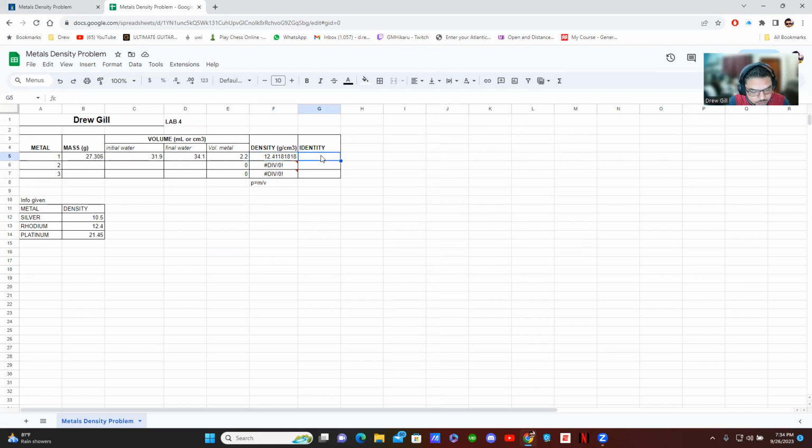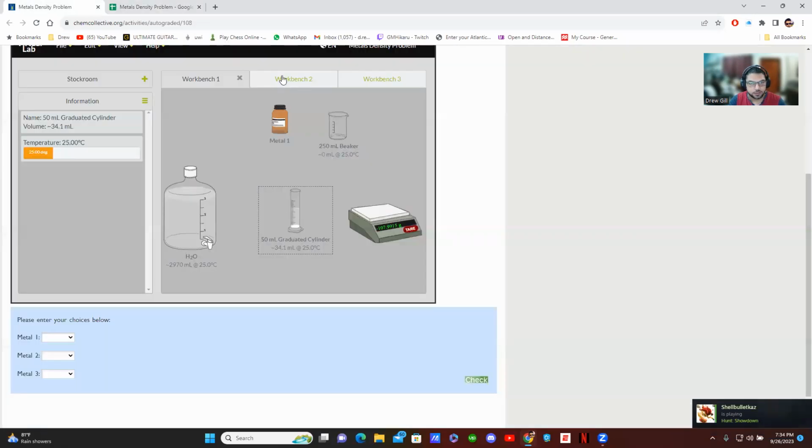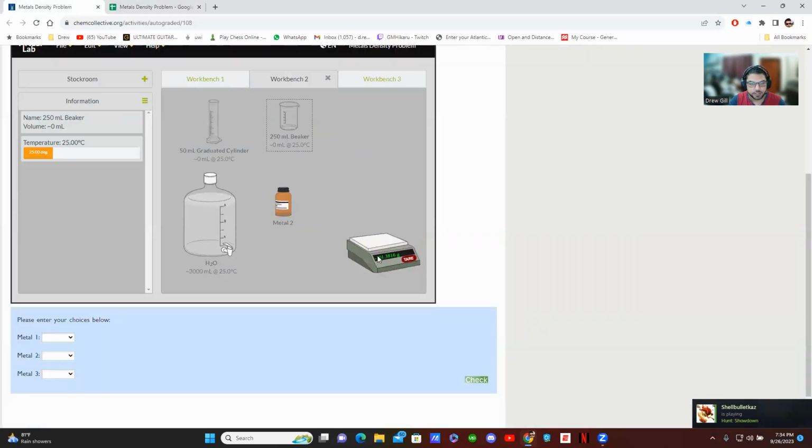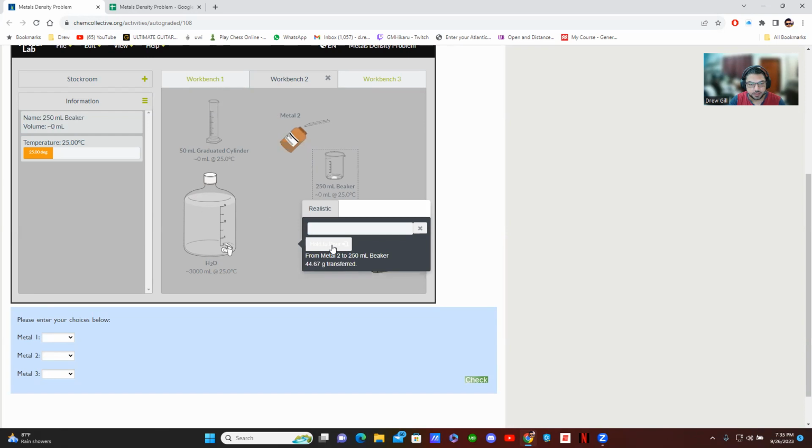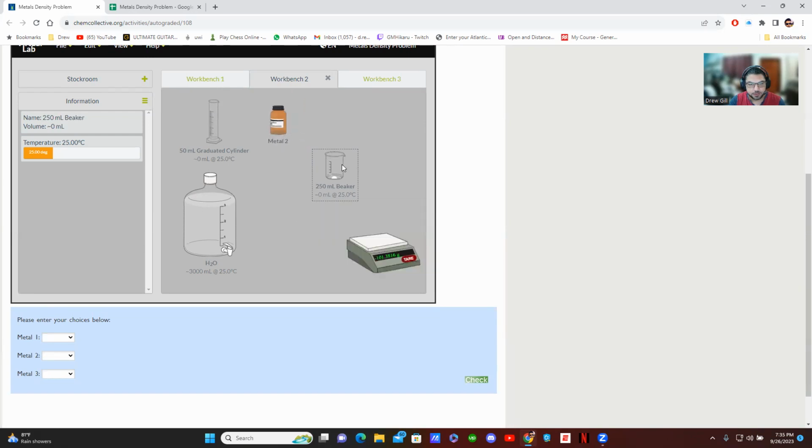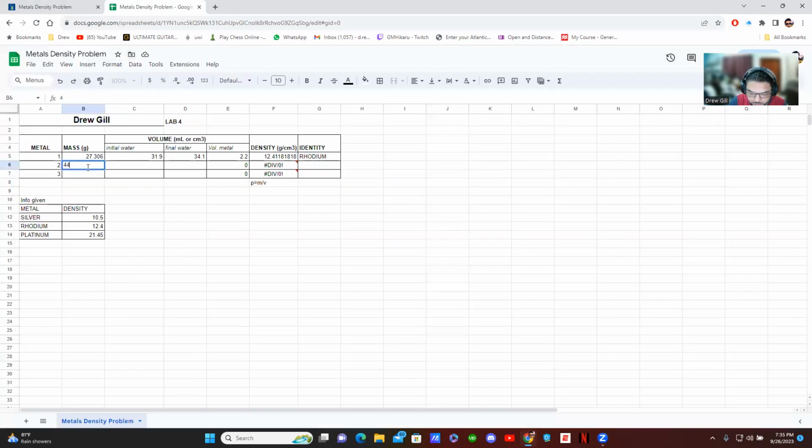So we will call metal number 1 rhodium. We've identified one. We'll now move on to workbench number 2. I've already tared my scale, and I'll be repeating the same process here by putting metal into my beaker and weighing it, coming now at 44.6716.